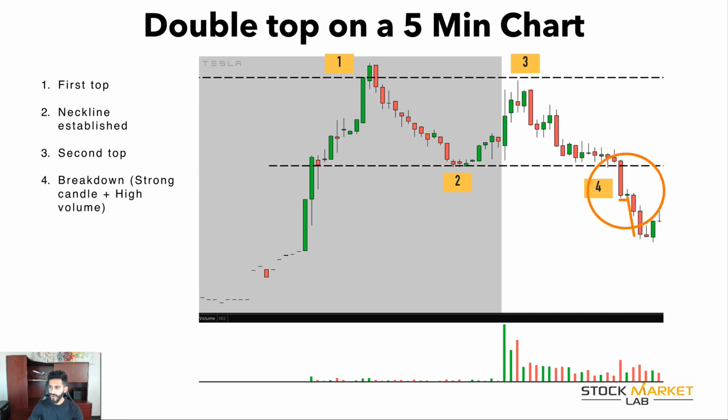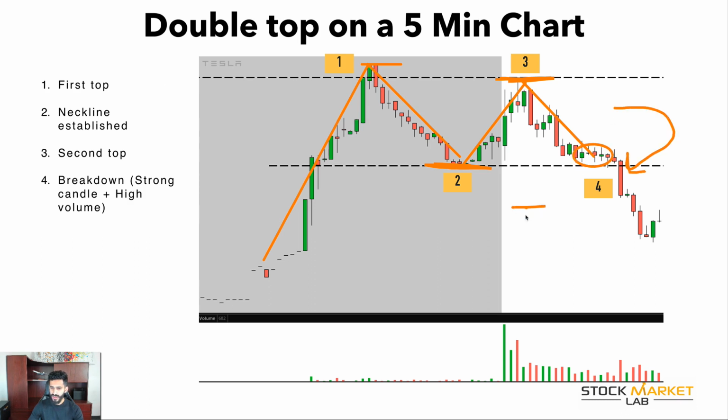Very strong move. Once again, with a double top, the stock is going on an uptrend, hits a critical level, and pulls back. The level it pulls back to becomes the neckline. It tries to break that level again, is unable to, and pulls back to the neckline again. If the neckline gets broken, we then have a double top. If it does not break the neckline, we have no trade. And once it breaks the neckline, we now have a short play right here.